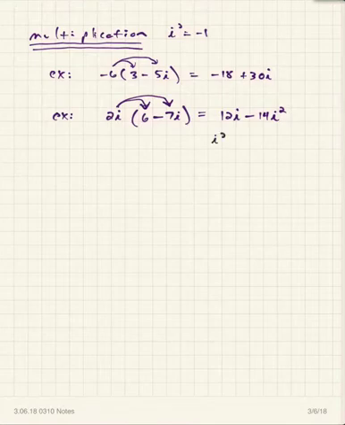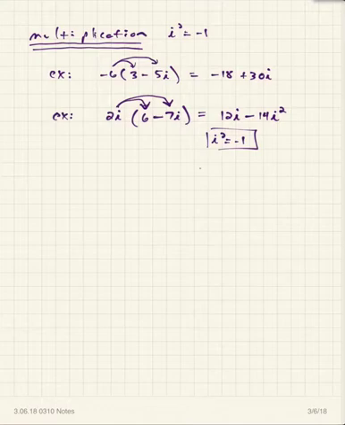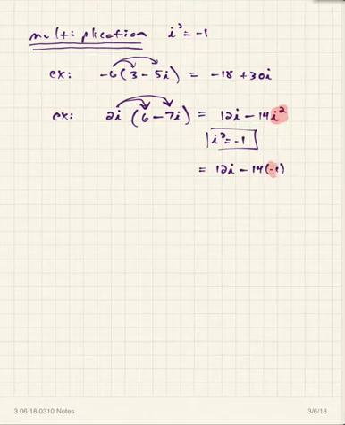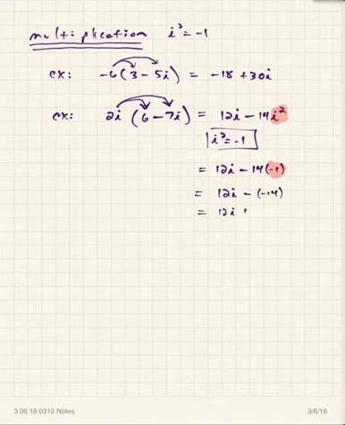And then keep in mind the definition that i squared and negative 1, remember, are the same thing. So this becomes 12i minus 14 times negative 1. And so notice again, what I did here is I took the i squared and I replaced it with negative 1. Anytime you see an i squared, you automatically replace it with negative 1. So this would be 12i minus 14, minus negative 14, right? And so this is 12i plus 14.